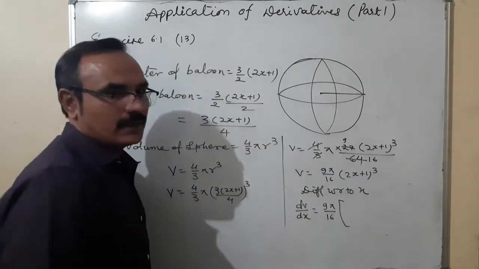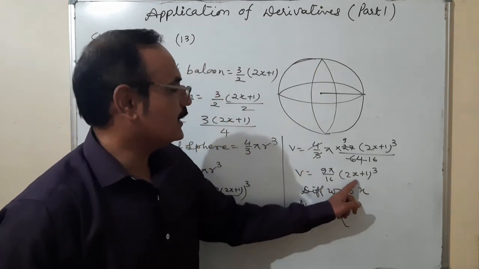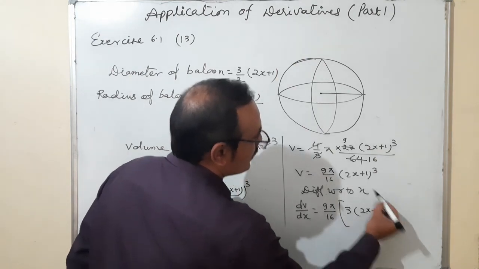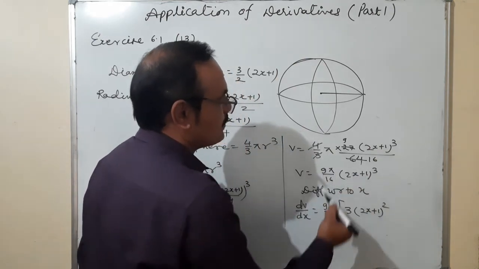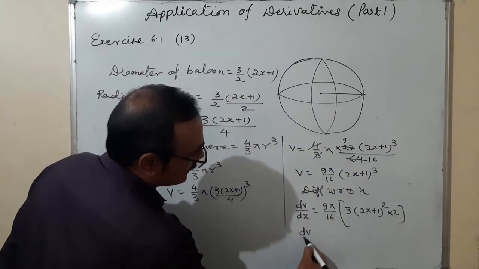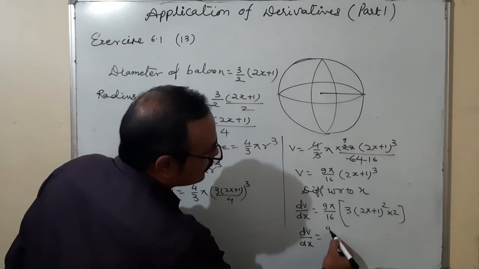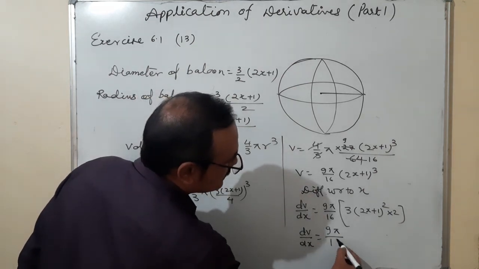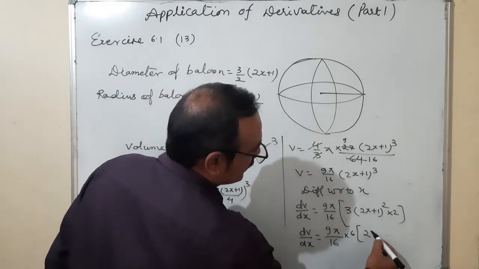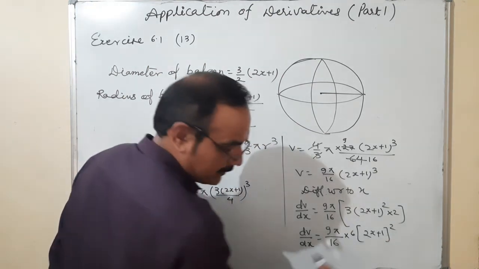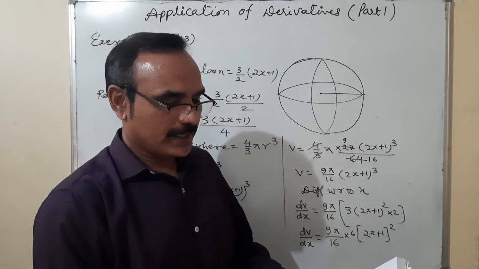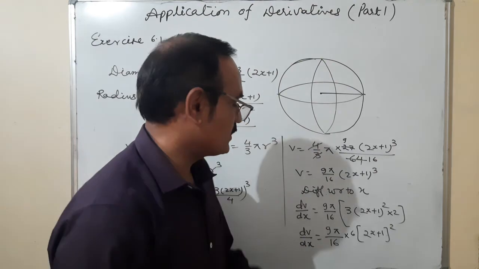Now using the chain rule, it is 3 times (2x plus 1) whole square, and again differentiation of 2x plus 1, it is 2. So dV by dx is equal to 9 pi by 16, 3 twos are 6, and (2x plus 1) whole square. Anything given here, this much only, we are finding the rate of change of its volume with respect to x.